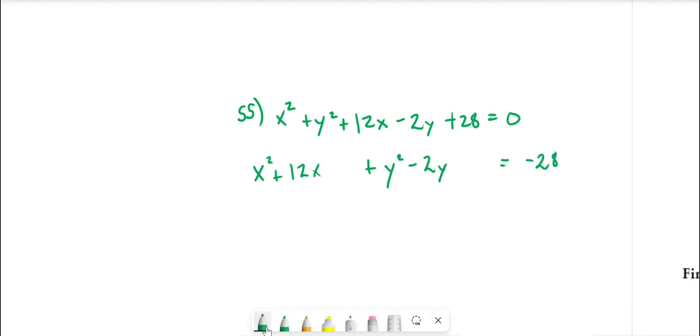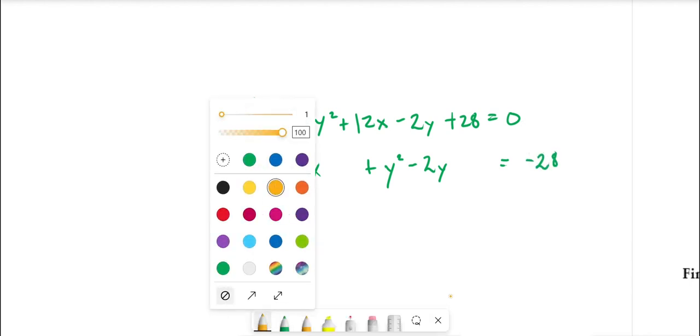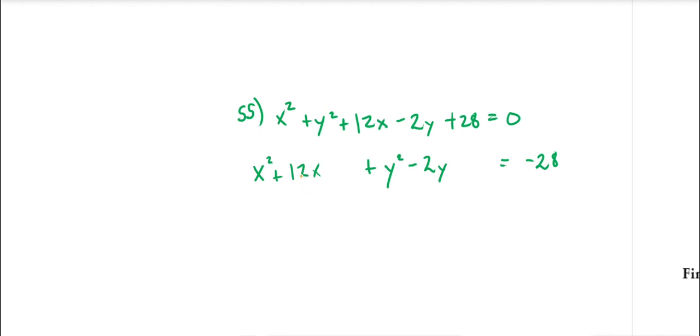From here, I'm going to add a special number that's going to allow me to factor this as a perfect square trinomial. That will be half of this linear coefficient, 12, squared. So half of the 12 is 6, squared is 36. So I'm going to add 36 to this equation here. And I'm also going to want to do it on the other side. Likewise, half of negative 2 is negative 1, squared is positive 1. So I'm going to want to add a positive 1 to both sides.